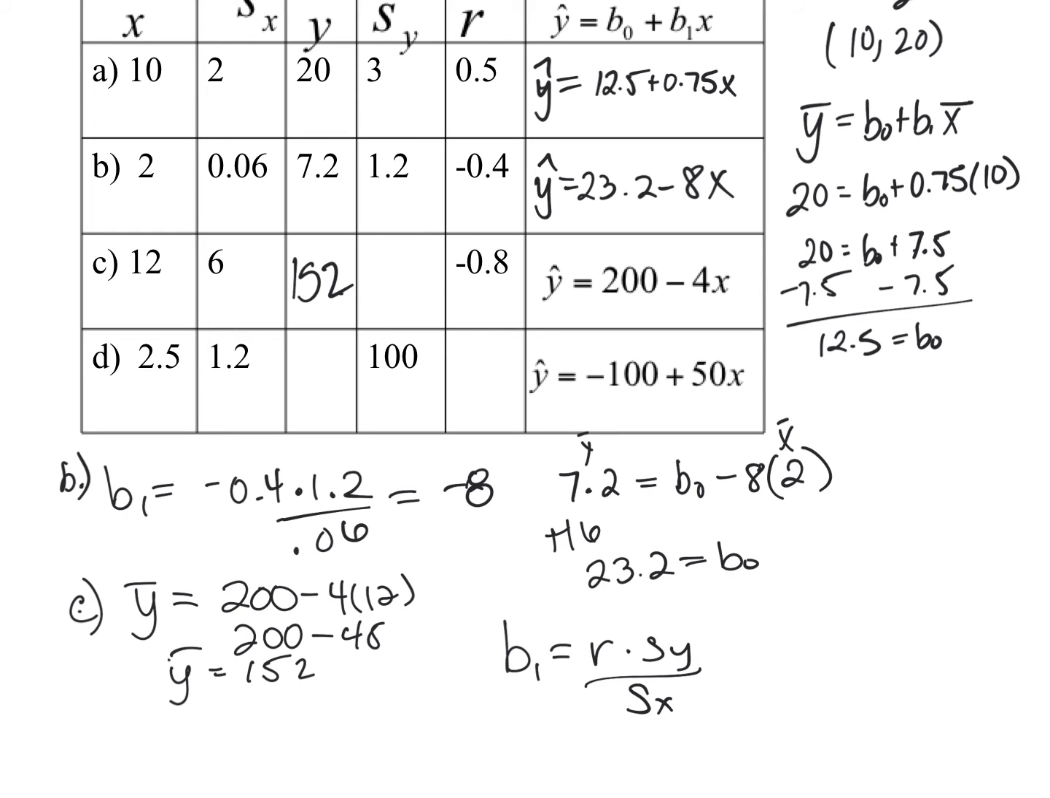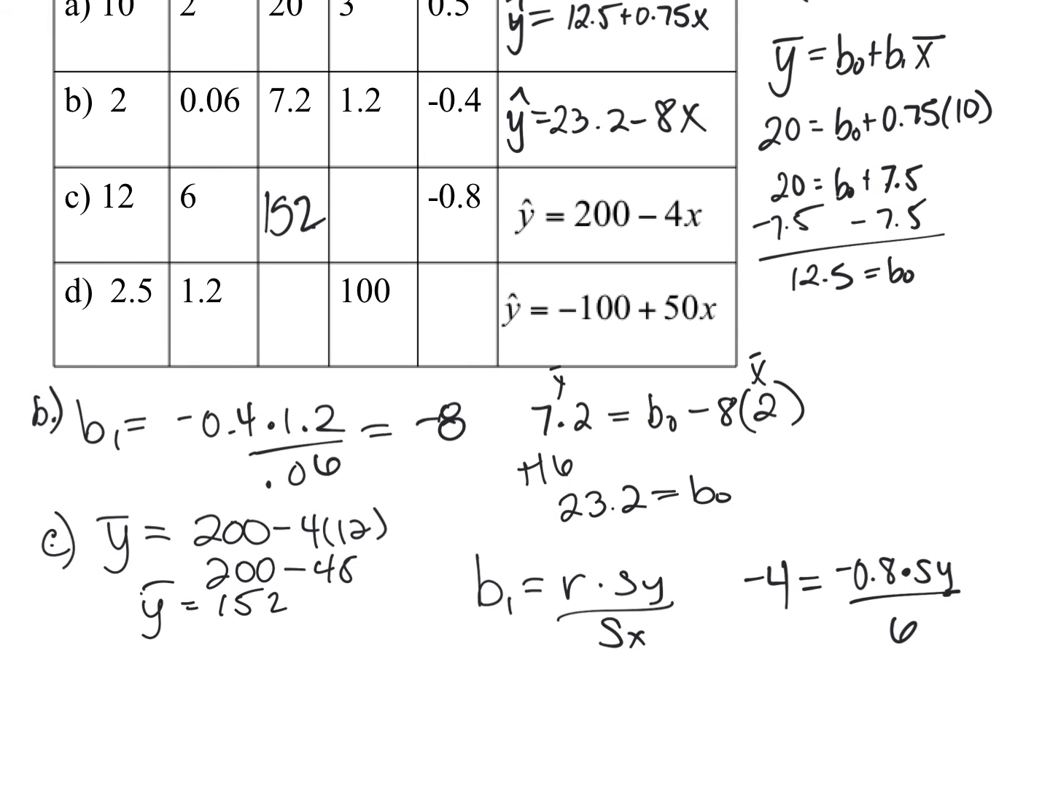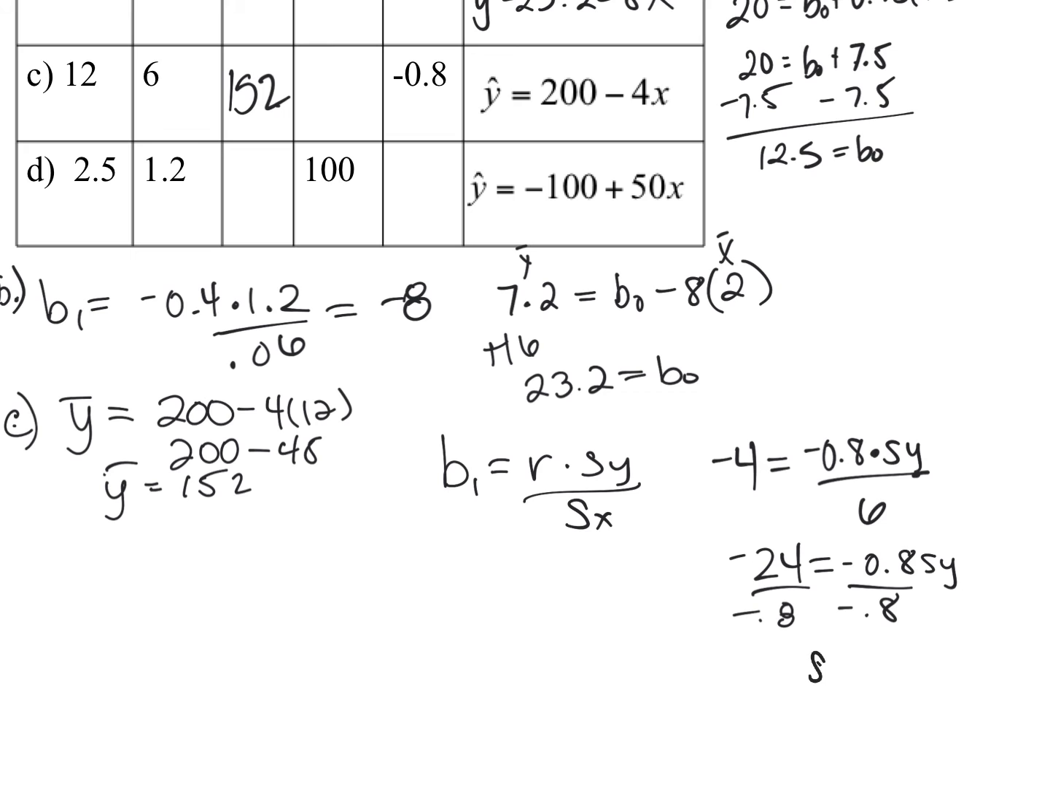Yes? Wouldn't you just have -4 equals... So I just use my equation, plug in what I know, solve for what I don't know. So that's negative 24 equals negative 0.8 times sy. Divide by negative 0.8. And I get 30. So sy equals positive 30.